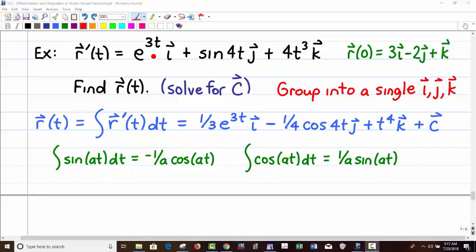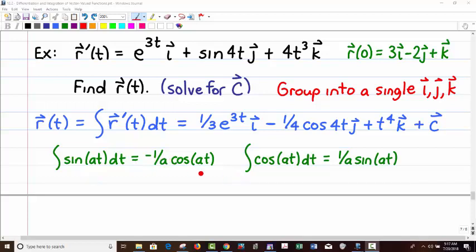And the antiderivative of e to the 3t will be 1/3 e to the 3t. So be careful, this is antiderivative, not derivative. The derivative would be 3e to the 3t. But 1/3 e to the 3t, and the antiderivative of sine of 4t will be negative 1/4 cosine of 4t.